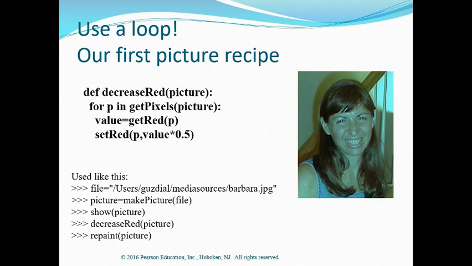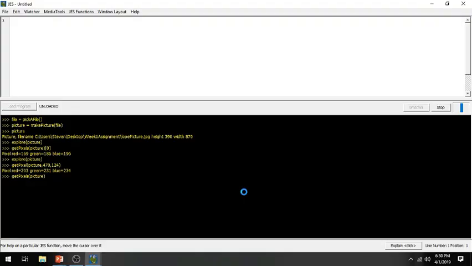Is there a better way? For sure, we can use a loop. So our first picture recipe: we're going to decrease red. Let me go back to JES because it's kind of needed now.